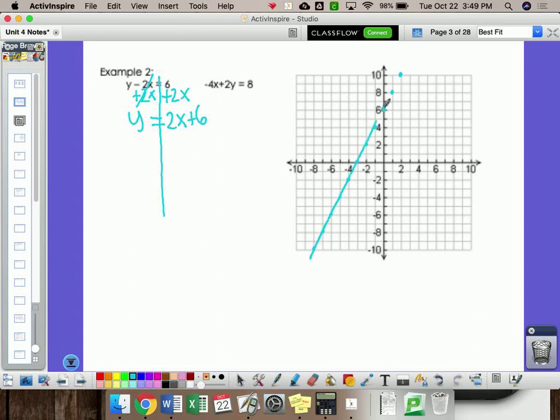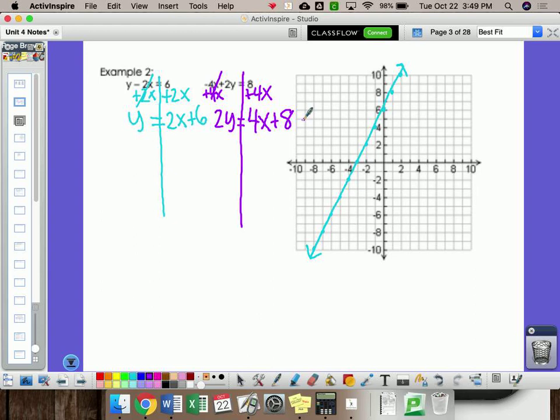Then I'm going to connect my dots and make my line. For my second equation, I have to do the same thing. I've got to solve this for y. So I see a negative 4x. If I add 4x to both sides, we're starting to get that y alone. So that would give me 2y equals 4x and a positive 8.